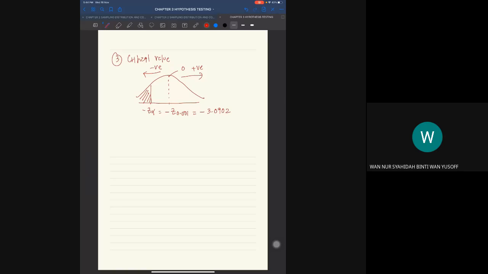Okay, so start for the decision. For the traditional method, for the decision, we compare the test statistic versus the critical value. I suggest you draw this figure, and then you can plot where your Z test is in this case. For the left tail case, the shaded region here is your rejection region. The unshaded region is the acceptance region.